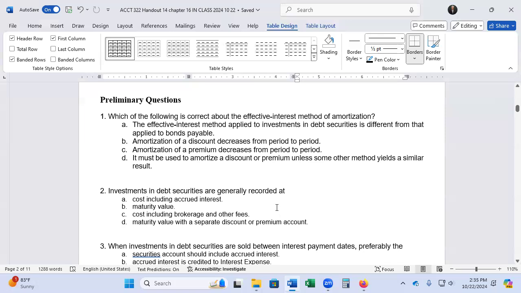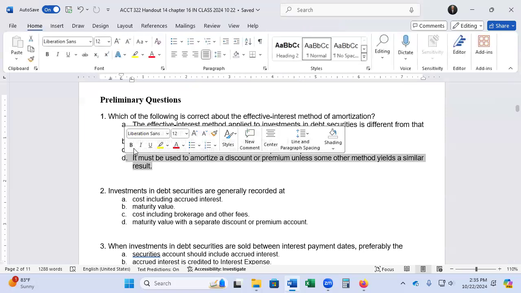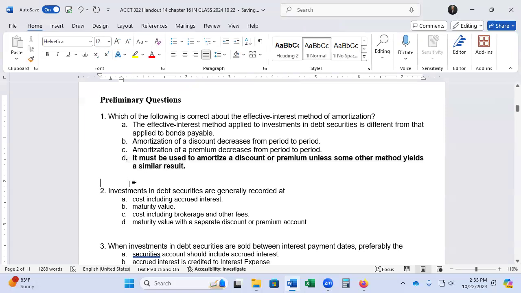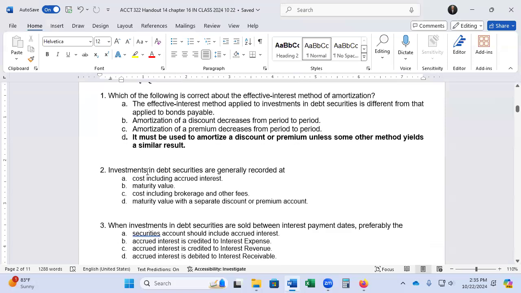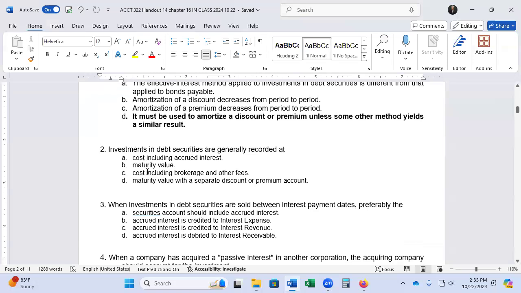Okay, so let's go ahead and walk through these preliminary questions. It says, which of the following is correct about the effective interest method? And the answer is it must be used to amortize a discount or premium unless some other method yields a similar result. So if your investments are material to your balance sheet, then you have to use the effective interest method. But if it's not material and your investment income or amortization of the premium does not require it, you can use something along the lines of straight line.